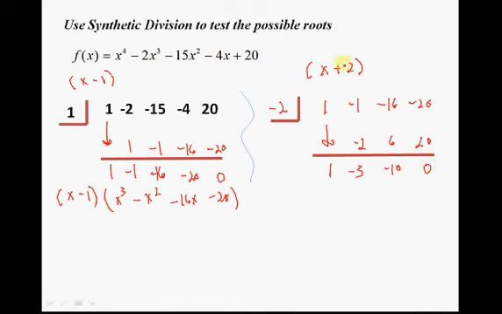So this must be a factor also. And let's just take a look at that. So we get x minus 1, x plus 2. And then remember, these are going to be the coefficients for the remaining factor. So it's going to be, well, these are the factors.